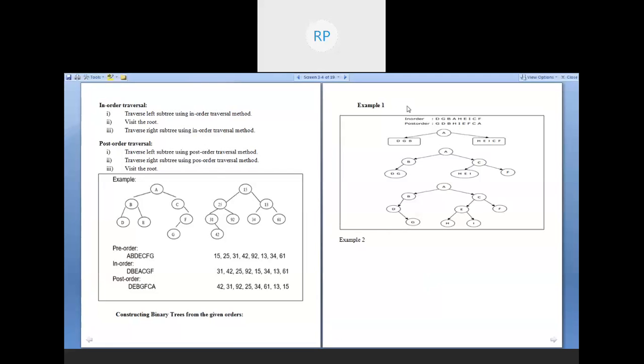Yesterday we just discussed all three types of tree traversal with examples, right? And today we will see, if I am given a tree, I know how to traverse it. I can traverse in in-order, pre-order, or post-order. But if I am given in-order and post-order, or in-order and pre-order, how can I construct the equivalent binary tree? So there is a way to do it.